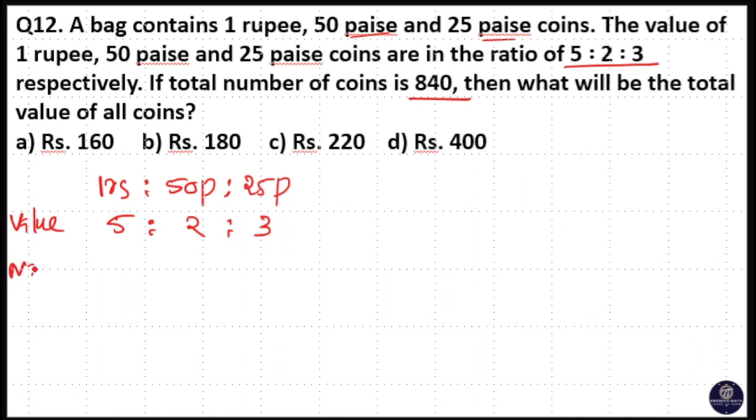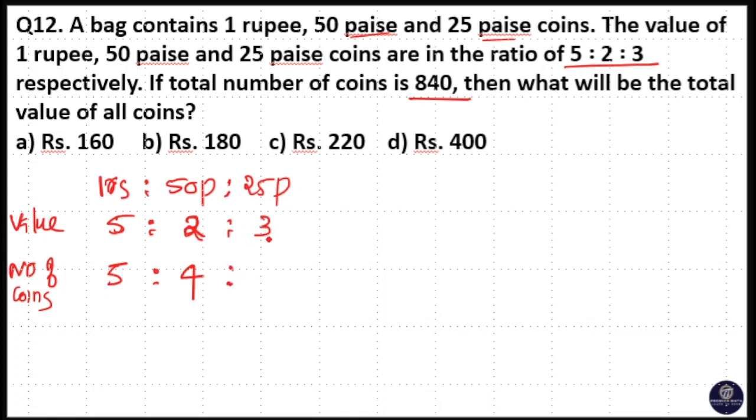So we don't know the number of coins ratio here. Let me take this 5 as 5 rupees. If I have 5 rupees, that means 5 number of coins will be there. Let me take this as 2 rupee coins. If it is 2 rupees, number of 50 paise coins is equal to 4, 2 into 2, 4.